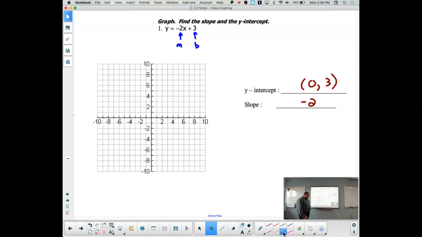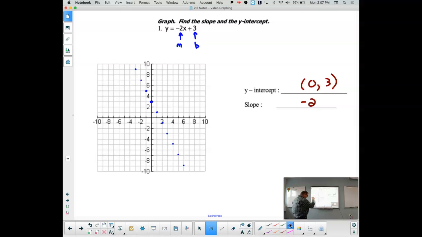Not negative 2x, just negative 2. If I wanted to graph this particular line, I would first find the y-intercept. 0, 3 is up 3 from the origin, and I would put a dot there. And then my slope of negative 2, remember slope is rise over run, so I would go down 2 and right 1. Down 2, right 1, and so on, all the way across. If I didn't like doing that, I could always go up and left, up 2, left 1, all the way through.